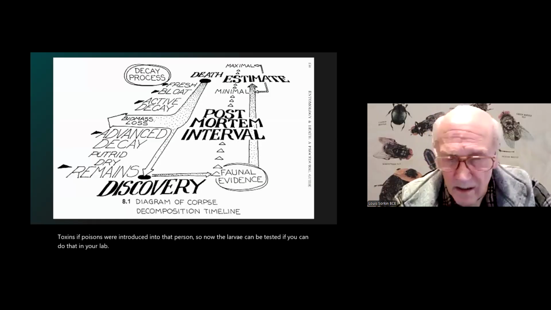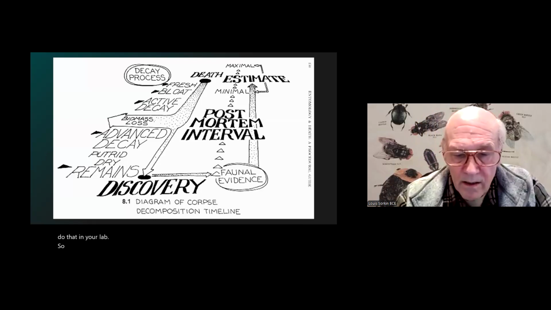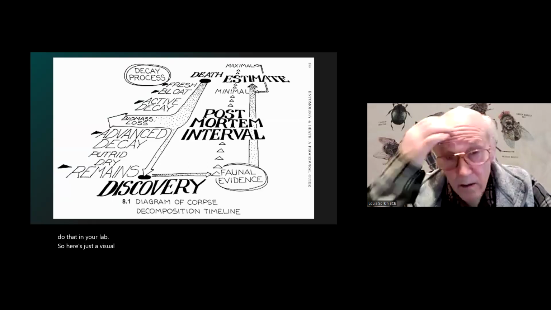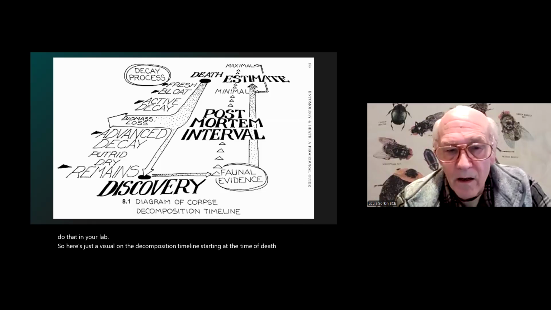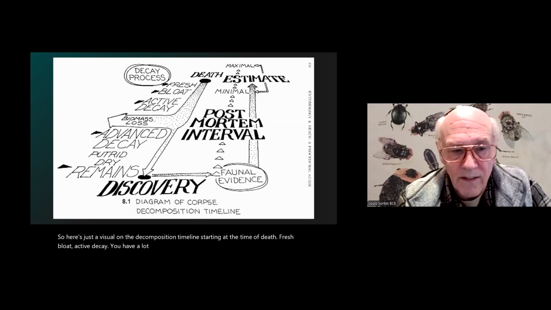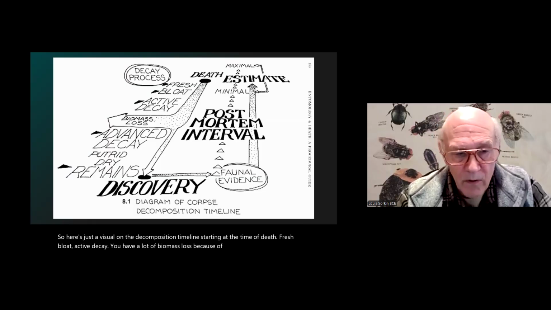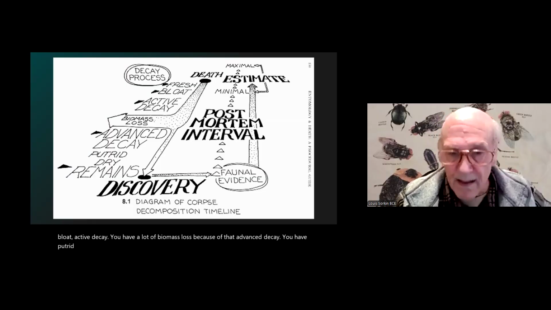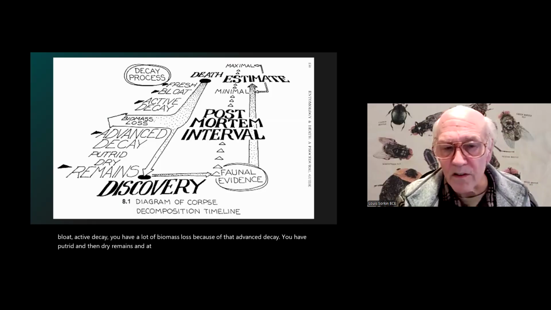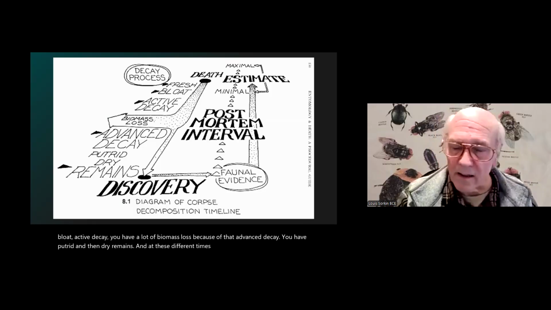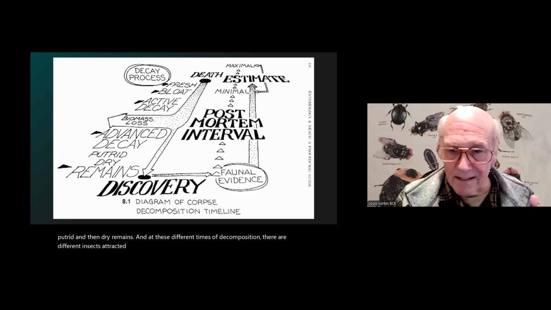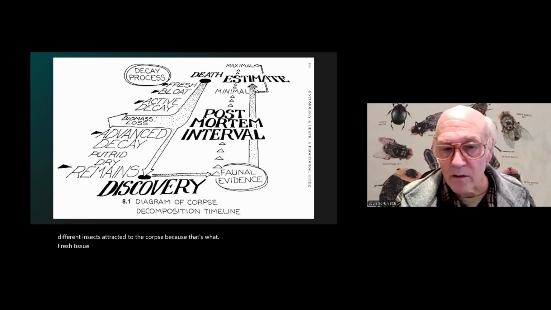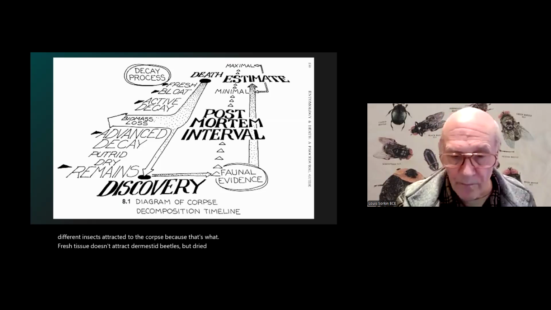So here's just a visual on the decomposition timeline, starting at the time of death: fresh, bloat, active decay. You have a lot of biomass loss because of that, then advanced decay. You have putrid and then dry remains. And at these different times of decomposition, there are different insects attracted to the corpse, because that's what attracts them. Fresh tissue doesn't attract dermestid beetles, but dried tissue does, let's say.